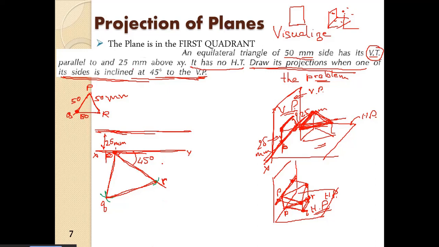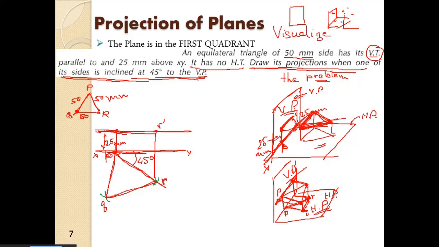So now from here I will draw the projection. I have to draw the projection of R on the vertical plane. So I will draw R and project it up here. R will be projected straight up. So this is R dash. P will be projected up. So this is P dash.